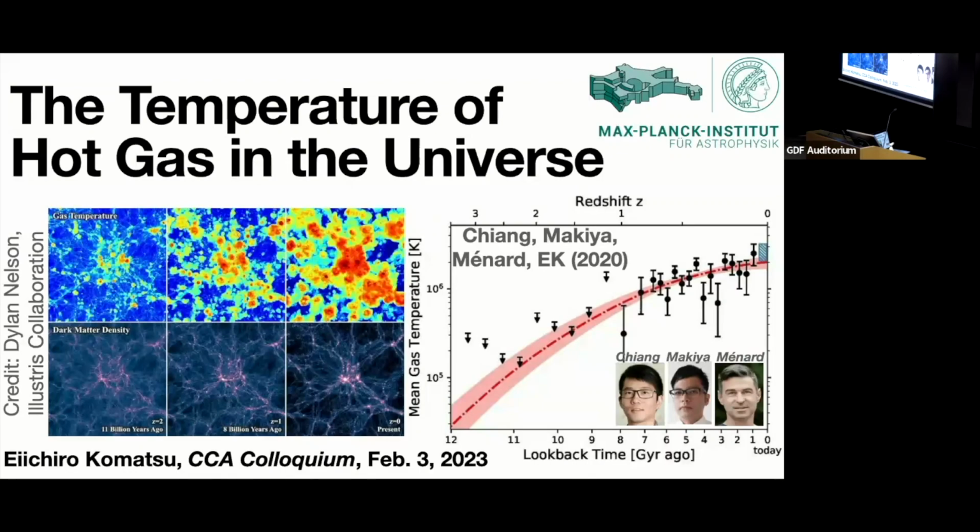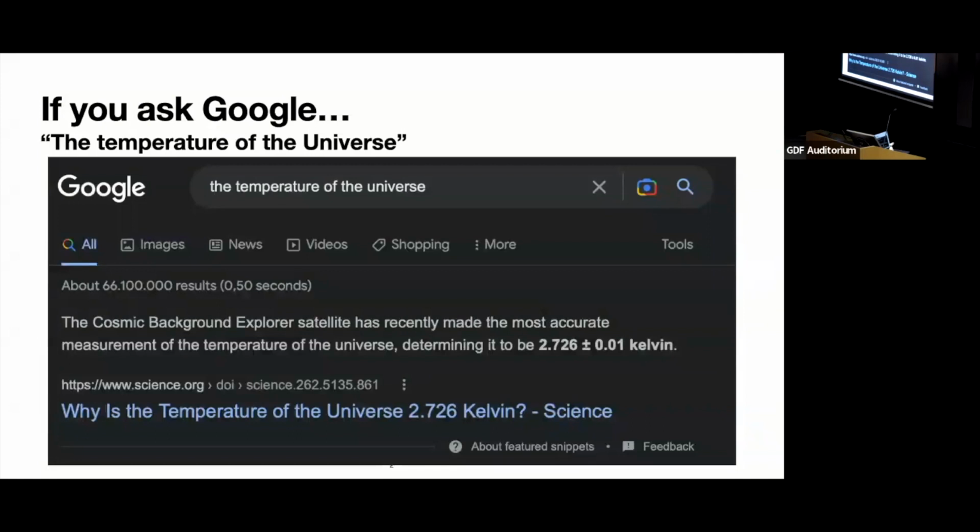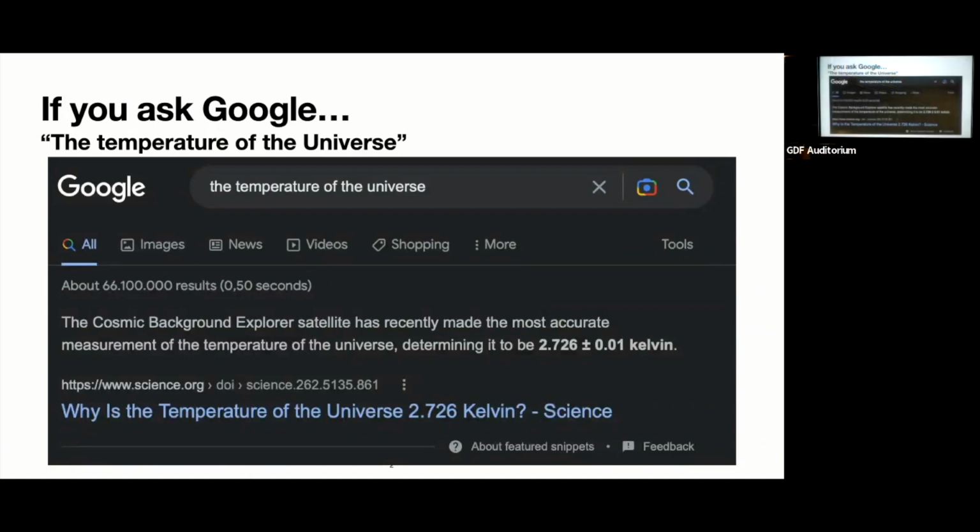So I'd like to tell you about the temperature of the universe. And if you Google, its answer is 2.7 Kelvin. Well, it's the temperature of photons, but of course, the universe contains not only photons, but also a bunch of other things. If you, for example, think about the cosmic neutrino background, the temperature is supposed to be 1.9 Kelvin.